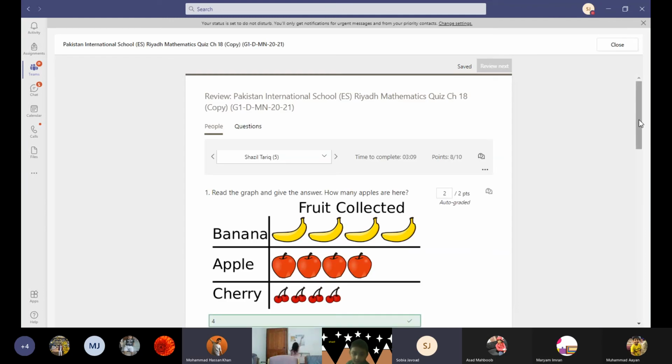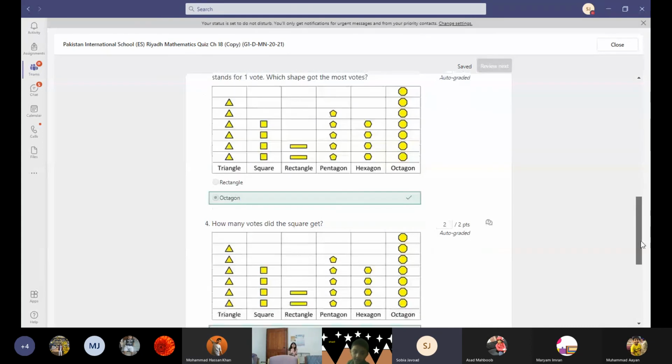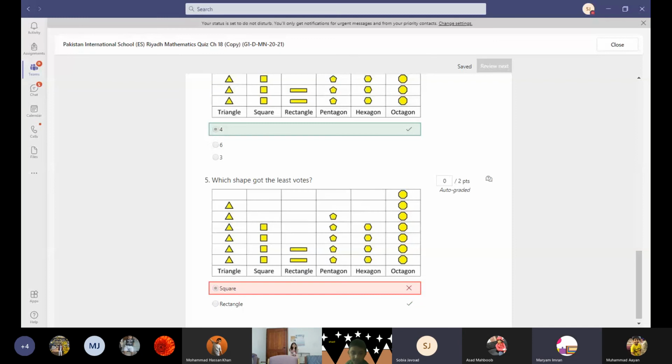All right. In the first question, full marks. Second question, full marks. Okay. See, Shazil, here. The question was which shape got the least votes? So this was rectangle. See? And you chose the answer square. That's why they deducted your marks. Understand? But it's rectangle. See? The least number of votes is for rectangle. So your answer should be rectangle.